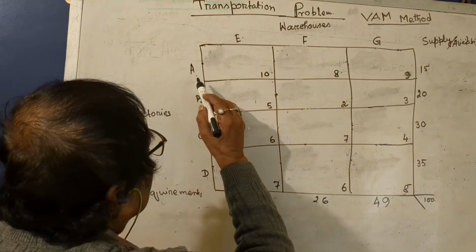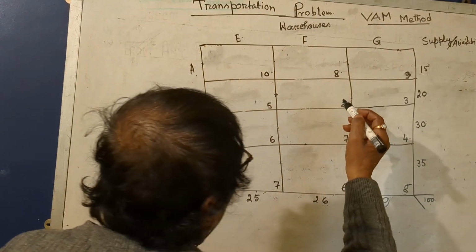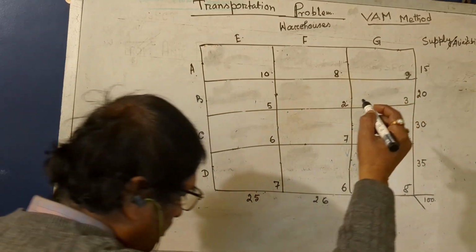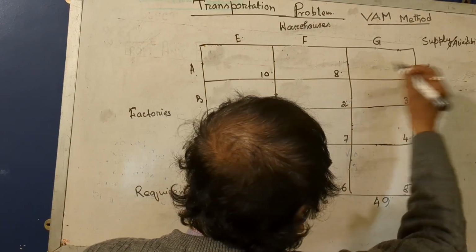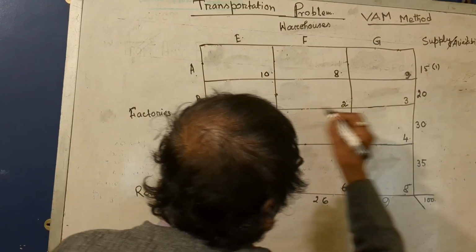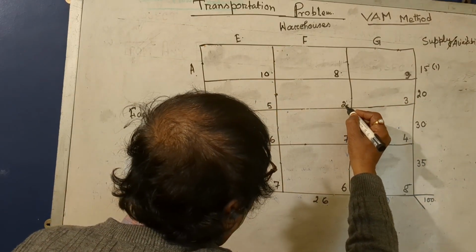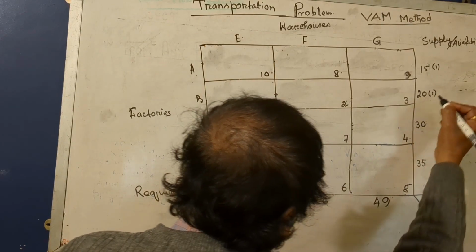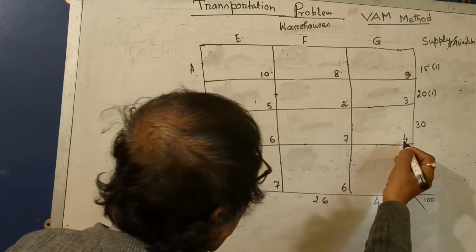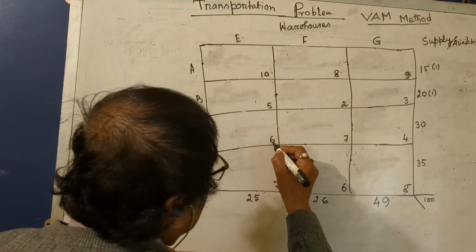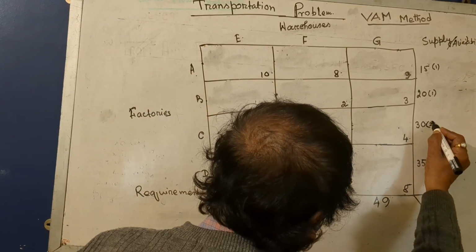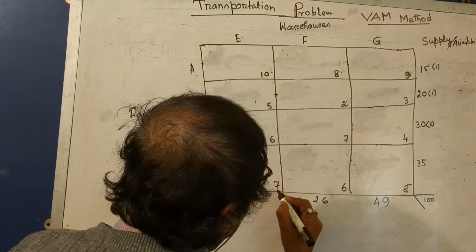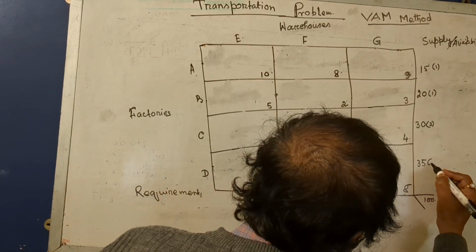I will proceed. Take the first row. Find the lowest cost, in this case 8, and the immediate lowest cost, and note down the difference. That means 9 minus 8 is 1. Similarly, for the second row, the lowest cost is 2 and the immediate lowest cost is 3. The difference to be noted here is 1. In this way, for the third row, the lowest is 4 and the next lowest is 6. The difference is 2. And for the last row, the lowest is 6 and the immediate lowest is 7. That's why the difference is 1.